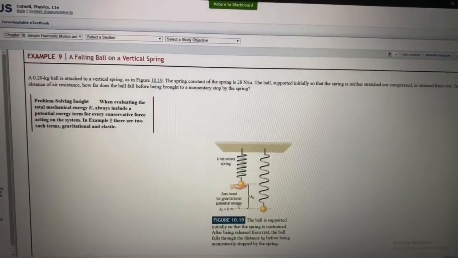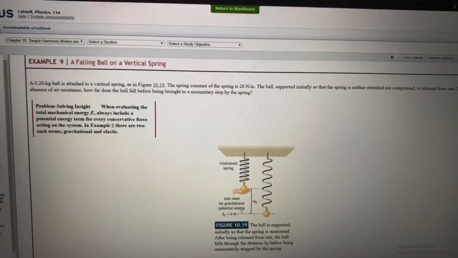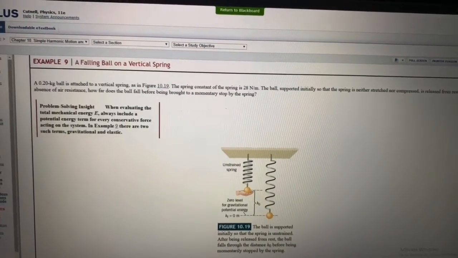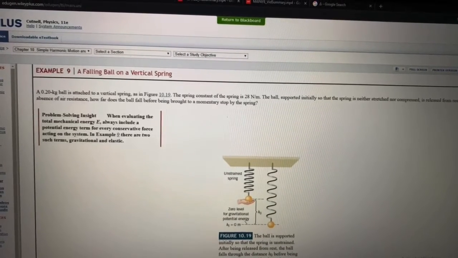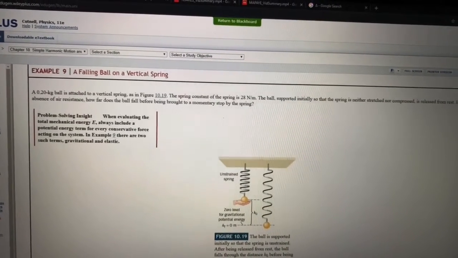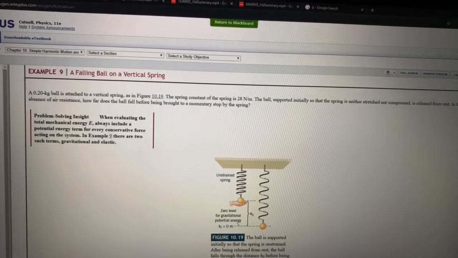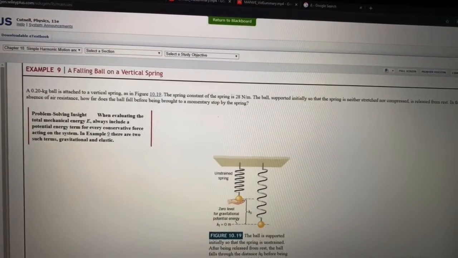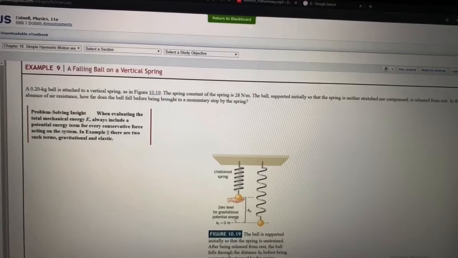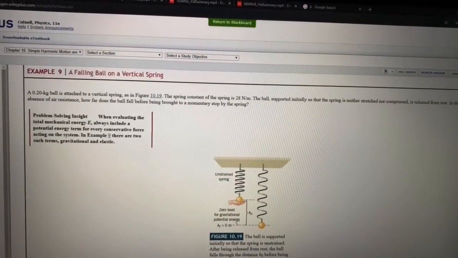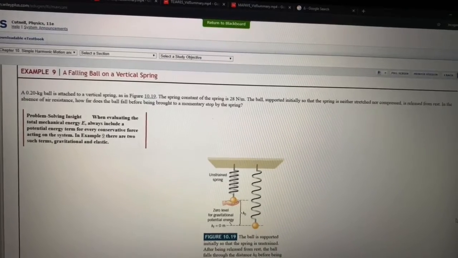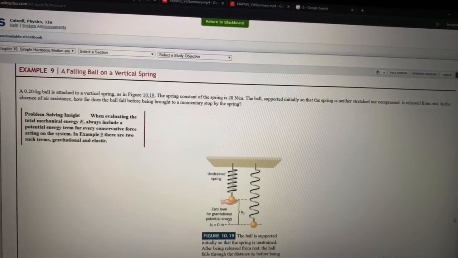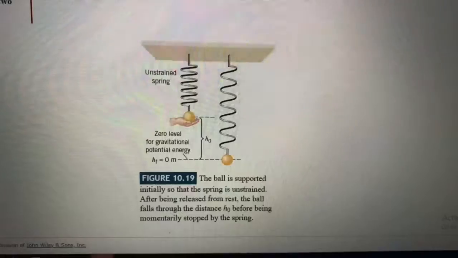Here we have energy and simple harmonic motion. A ball is attached to a vertical spring, as in figure 10.19. The spring constant of the spring is 28 newtons per meter. The ball, supported initially so that the spring is neither stretched nor compressed, is released from rest. In the absence of air resistance, how far does the ball fall before being brought to a momentary stop by the spring? So this is figure 10.19.